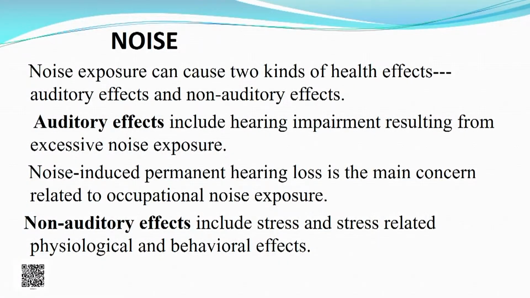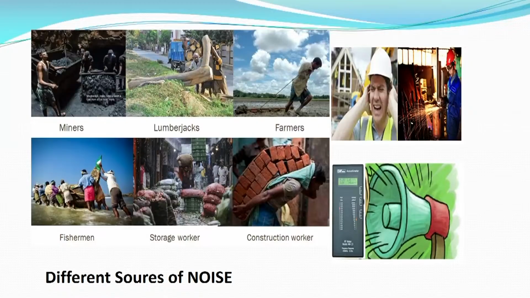Auditory and non-auditory. Auditory effects include hearing impairment resulting from excessive noise exposure, and noise-induced permanent hearing loss is the main concern related to occupational noise exposure. And non-auditory effects include stress and stress-related physiological and behavioral effects. There are different sources of noise which we experience in our day-to-day life. Learners, please recall noise pollution and its effect from lesson number 10 when we talked about environmental pollution.